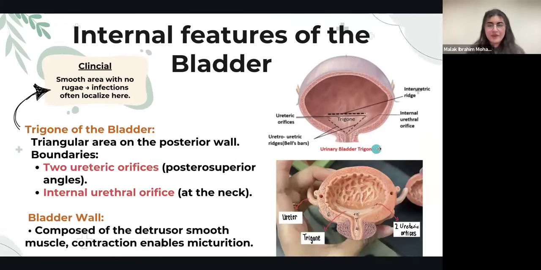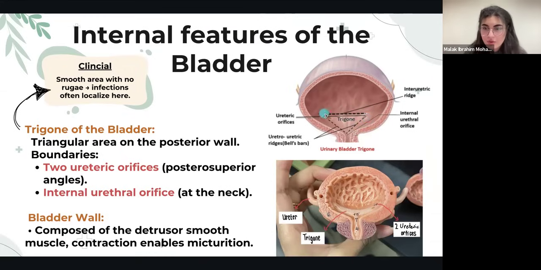Okay. Now, the internal features of the bladder, you have the trigone of the bladder. That's the most important thing to know. They would probably ask you about the borders of the trigone. So basically, it is made up of three things. The boundaries of this trigone would be your two ureteric orifices and the urethral orifice.